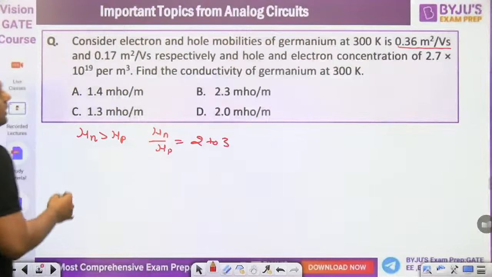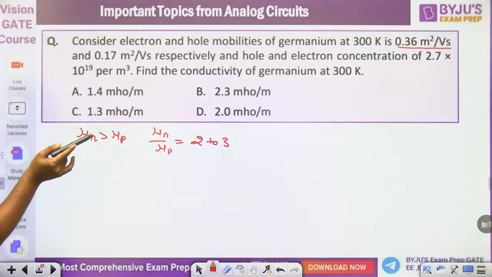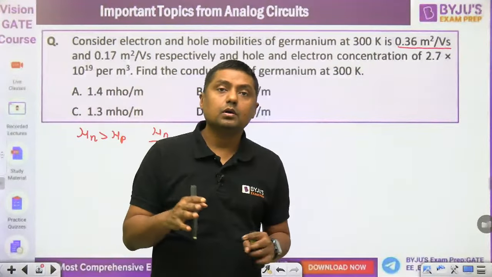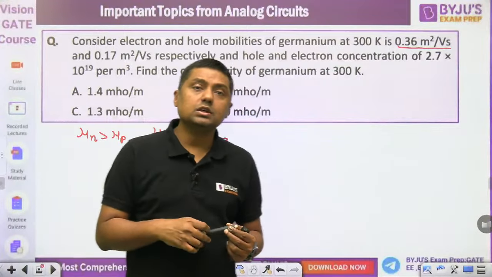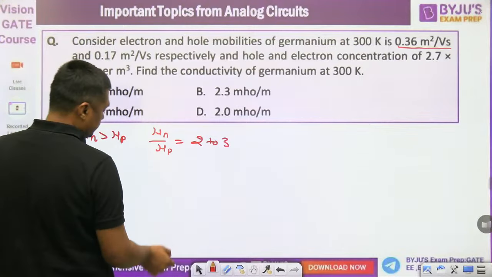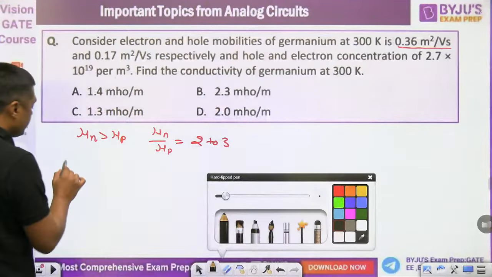That is satisfied. Hole and electron concentration are given; find the conductivity of germanium. This type of question is also very simple, right? Both concentrations the same means what? It is an intrinsic semiconductor.